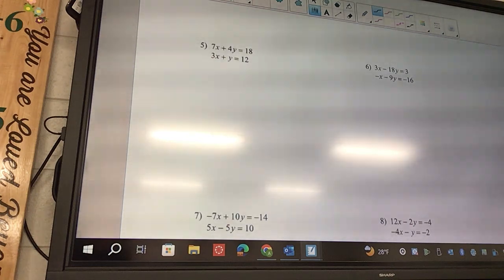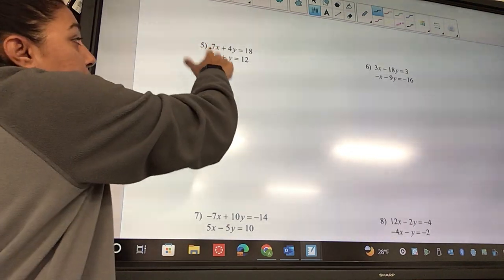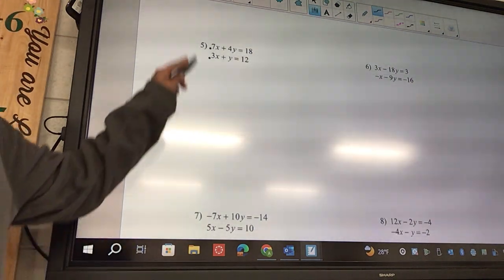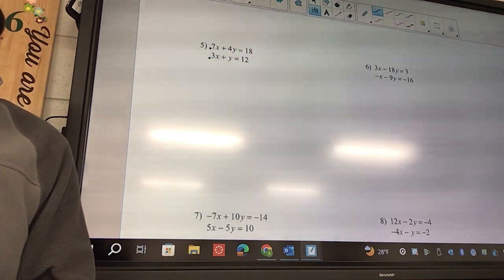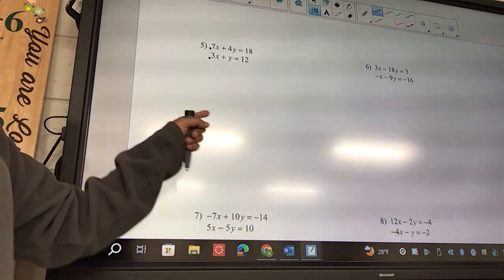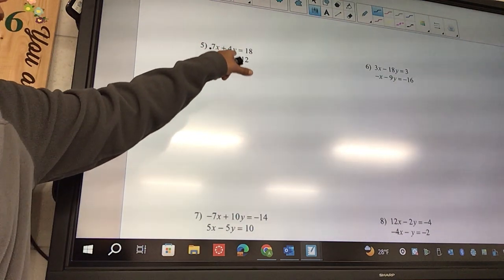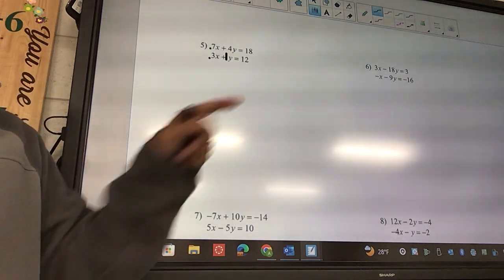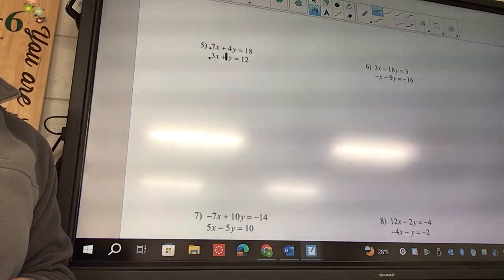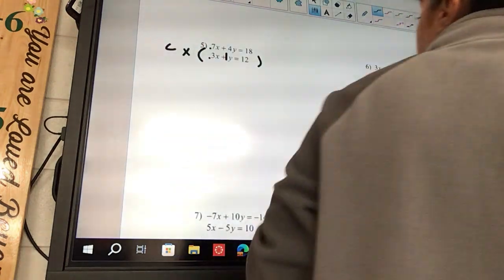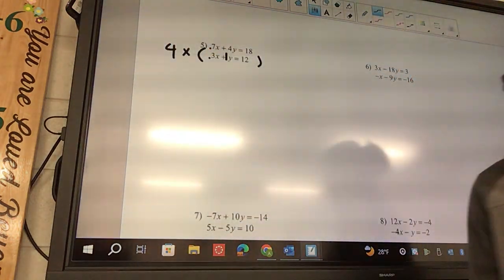My x's say 7 and 3. Which one is smaller, 7 or 3? 3. 3 times what gives me 7? Decimal. Yeah, nothing like that we know right off the top of our head, so we're not canceling the x's. Okay, look at the y's. I got a 1 and a 4. Which one is smaller, 1 or 4? 1. 1 times what gives me 4? 4. So that means this is the one that I want to multiply by 4.